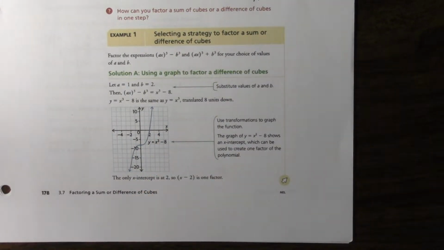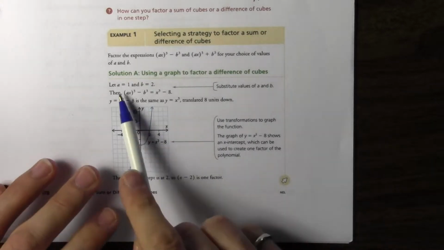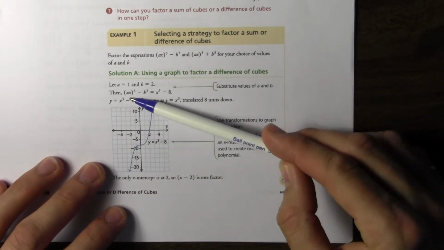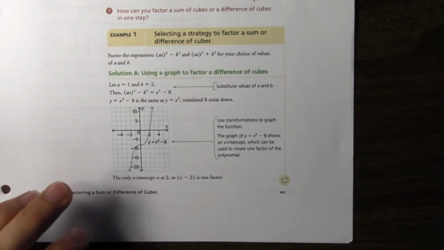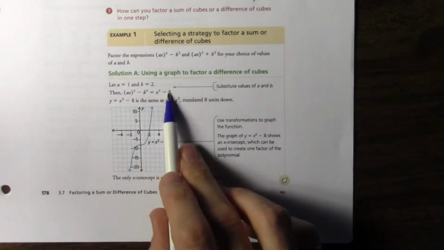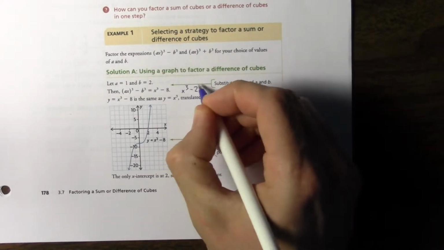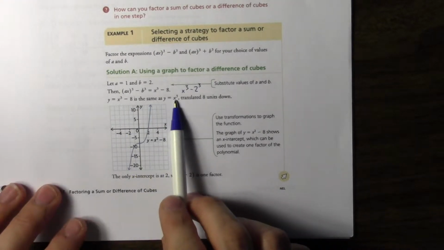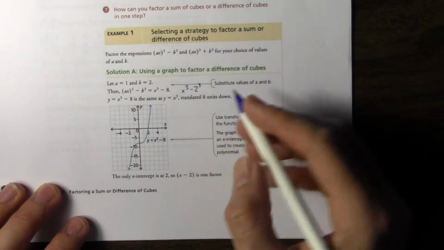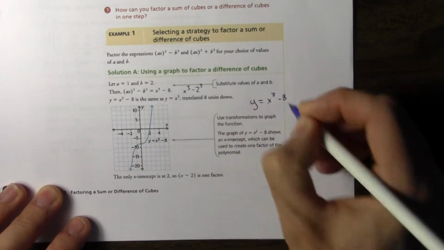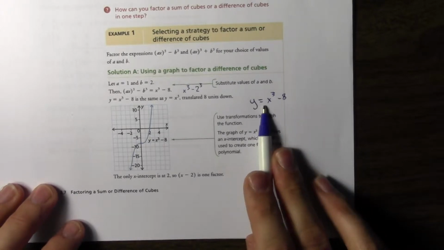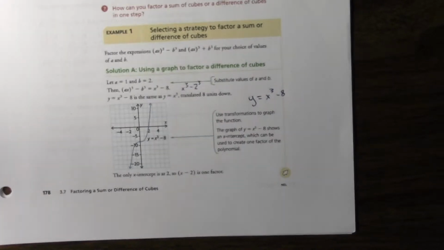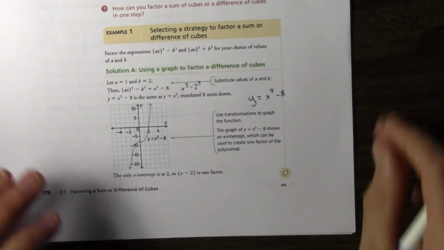So using a graph to factor a difference of cubes. So we let a equals 1 and b equals 2. So we put a as 1, so it's going to be a cubed minus b cubed, and b is 2, so we have x cubed minus 8. This is the same as x cubed minus 2 cubed. And so then they say this is the same as y equals x cubed translated 8 units down, right? Everybody understands that? There's just been a vertical translation 8 units down of the parent graph x cubed, okay? The reason we're doing this is just to see what's going on in the graph, and if the graph will help us come up with a shortcut.